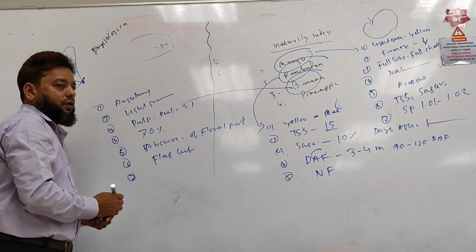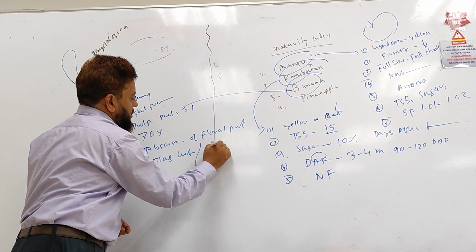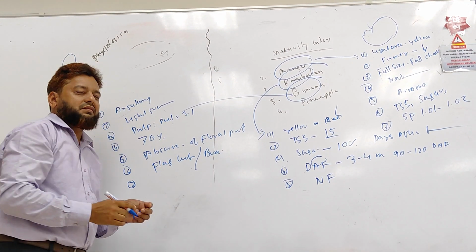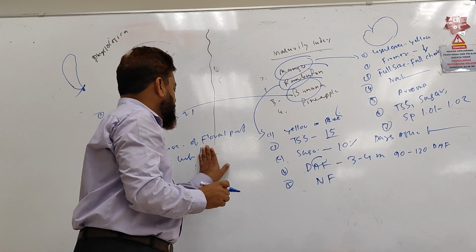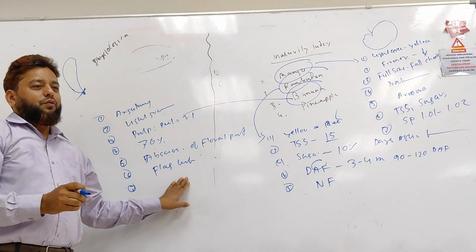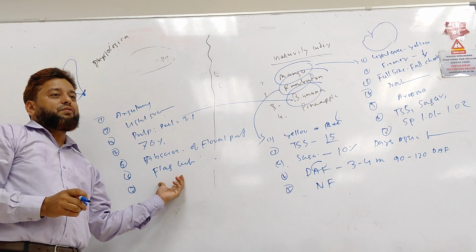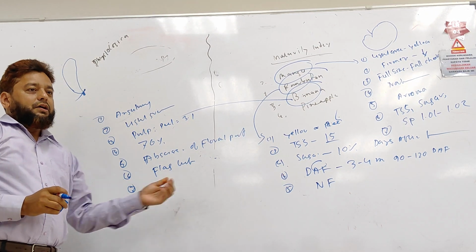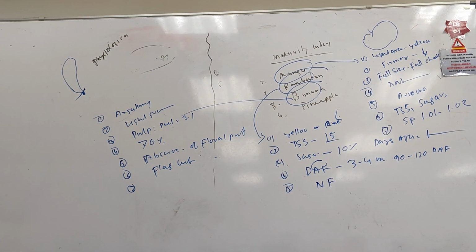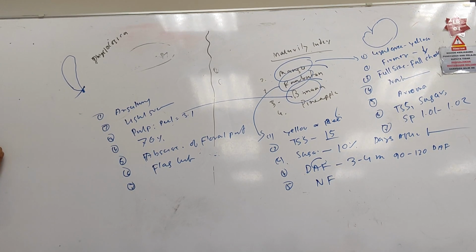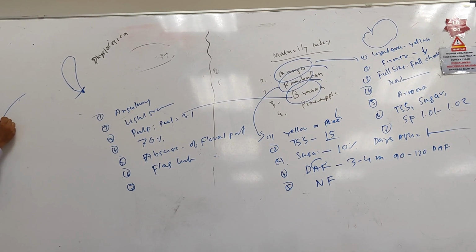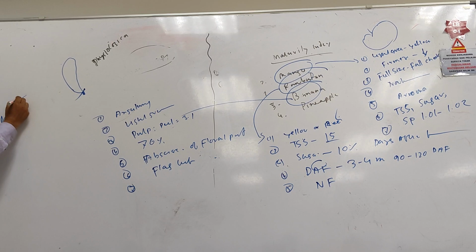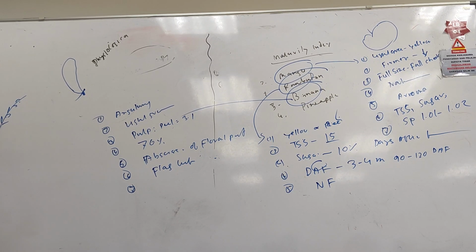The flag leaf, this one. Or maybe it's also called sache. So for sache, if it is in the inflorescence of the rice.